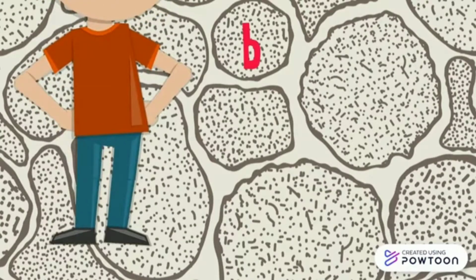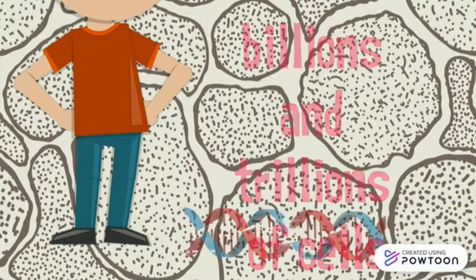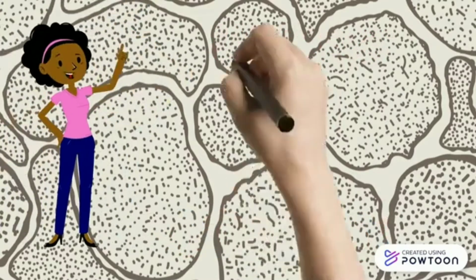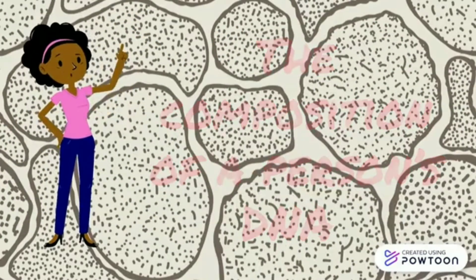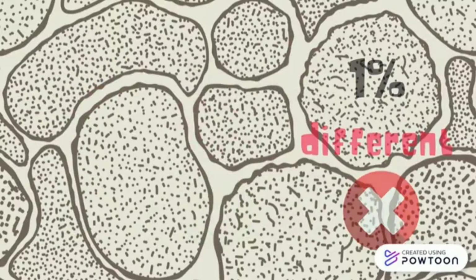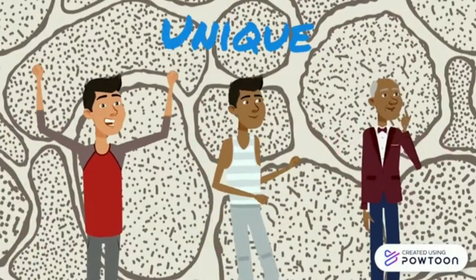The human body is made up of billions and trillions of cells, and almost all cells have DNA in their nucleus. The composition of a person's DNA is 99% the same as another person's, and the remaining 1% of the DNA is the only thing that makes one person unique.